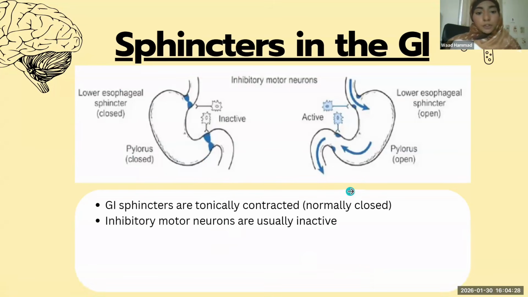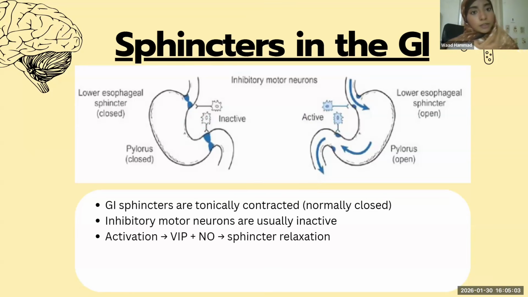So they are normally closed, and the inhibitory motor neurons are usually inactive. What the inhibitory motor neurons are, it's just they inhibit contraction, basically. So you can see it in the photos here, inhibitory motor neurons. They are usually inactive because we usually want the sphincters to be closed. One reason is that we want the lower esophageal sphincter to be closed because we don't want reflux, and we want the pylorus to be closed because we don't want too much food to go into the duodenum and overwhelm it. So they are usually closed, and the inhibitory motor neurons are usually inactive.